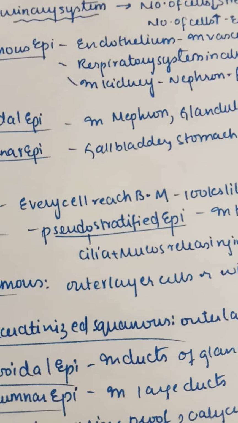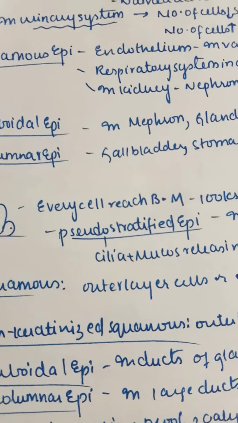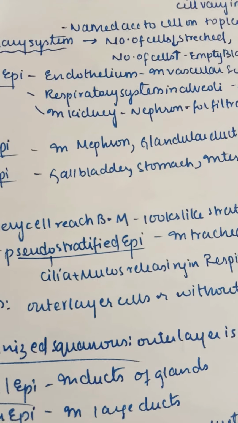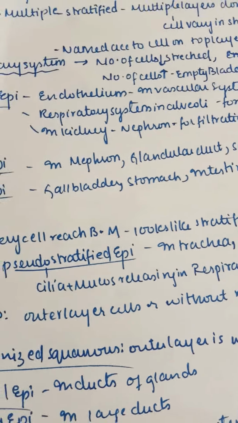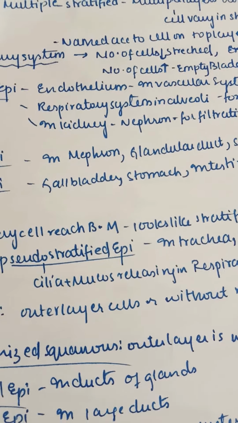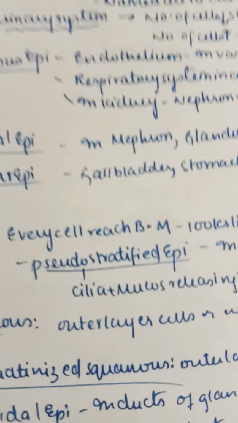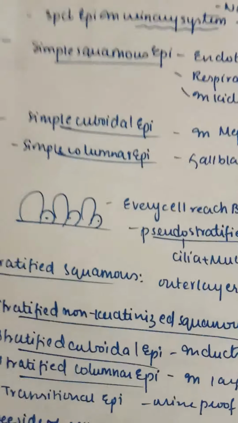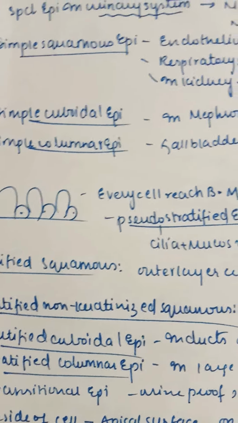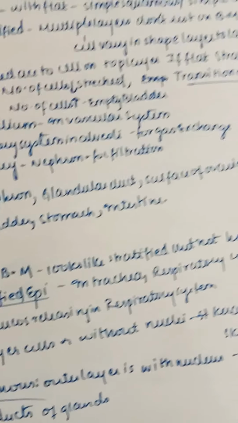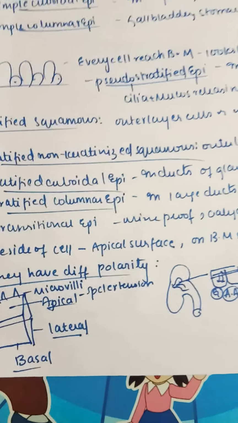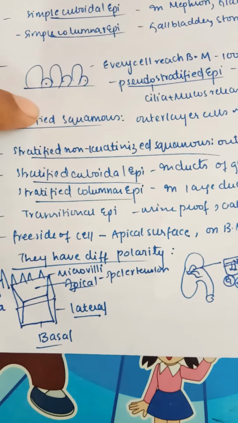So what is simple squamous epithelium? Simple squamous epithelium is present in our vascular system, where it is known as endothelium, lining our blood vessels. It is also present in the alveoli of the respiratory system for gaseous exchange, and in the nephron of the kidney for filtration. Simple cuboidal epithelium is present in the nephron, glandular ducts, and the surface of the ovaries. Simple columnar epithelium is present in the gallbladder, stomach, and intestine. Here we can see the cells; this is known as pseudostratified epithelium.